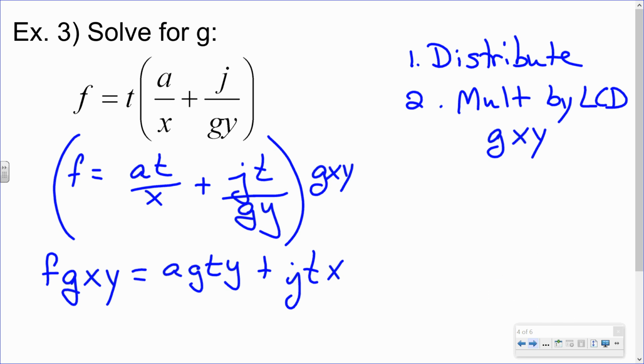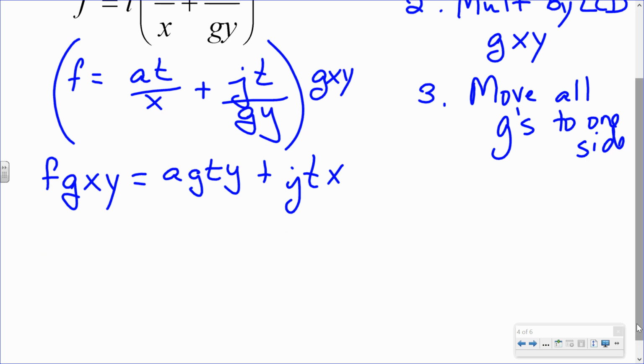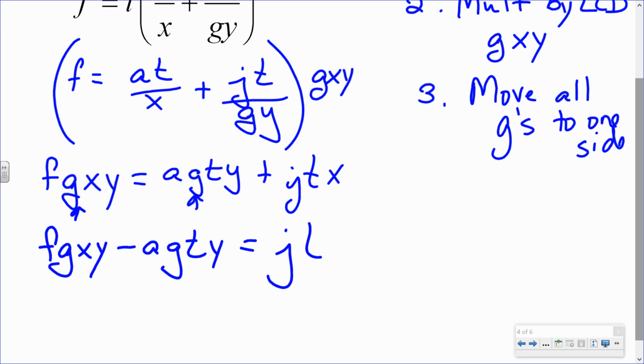Okay, what's the next step? I need a next step in here. Elizabeth. Okay, so we're going to, why g? So we're going to move all g's to one side. Because g is the variable we're solving for. So that means I can keep this fgxy, but I need to subtract agty because those are my ones with g's, and that will equal jtx.